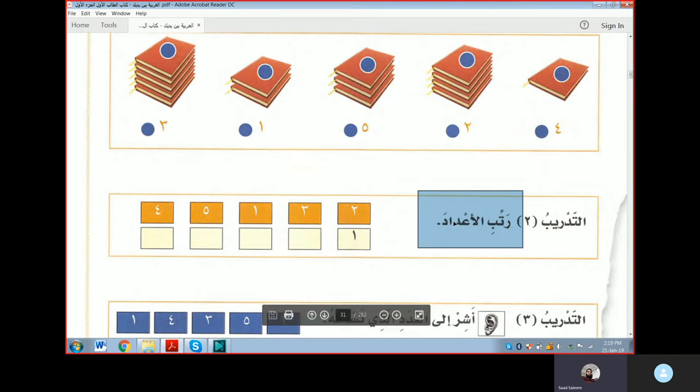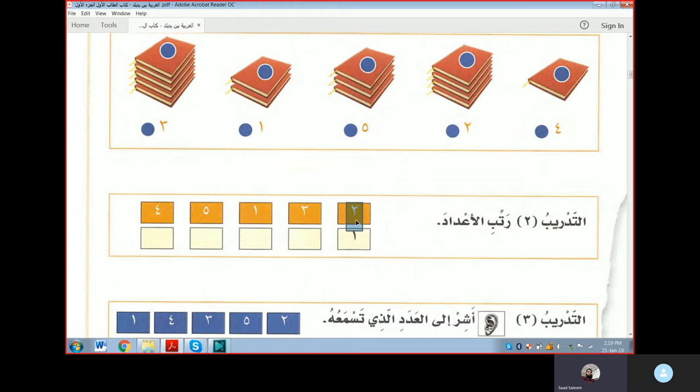Arrange the numbers, sort the numbers. So what is this? Isnani, Thalathatun, Wahid, Khamsatun, Arba'atun. So he's asking you to arrange the numbers. In the first block, one, Wahidun. What would you write here? Isnani. Write Thalathatun here, okay?